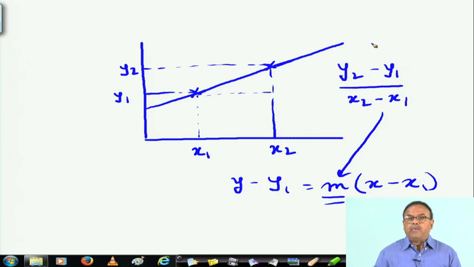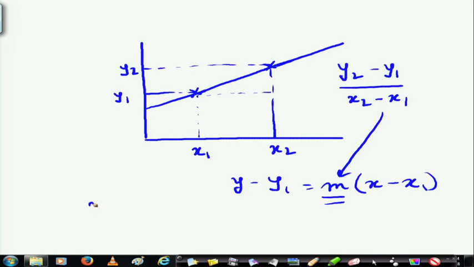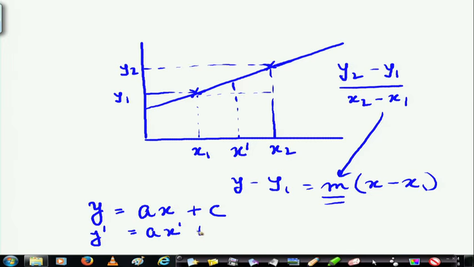Now, when you find the line, then your problem is solved, because suppose you get a line of the equation Ax plus c, and you get the coefficients like this. Now, given any x, I give x prime, then from that equation I can straightway find the value of y, Ax prime plus c, right.